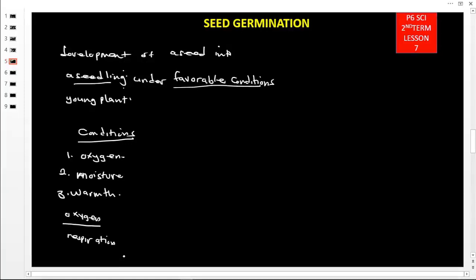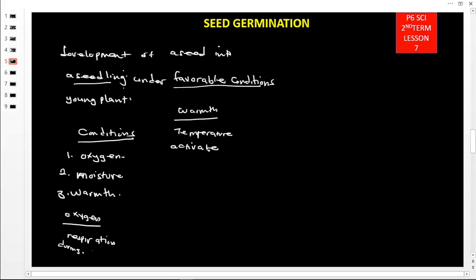So oxygen is very important in order to carry out the process of respiration during the process of germination. Then again, why do these seeds also need warmth? Warmth, that is the optimum temperature. So the temperature must be optimum in order to do what? To activate the enzymes, to make the enzymes active. But don't say to wake up enzymes, no, we use the scientific term activate.